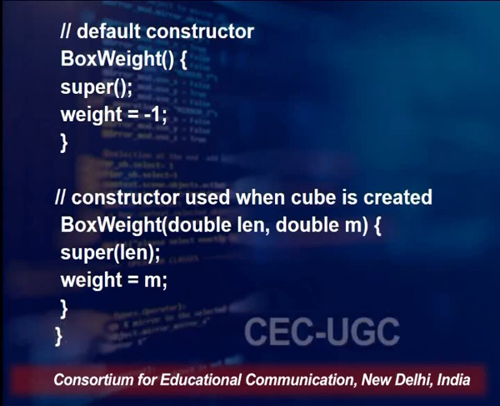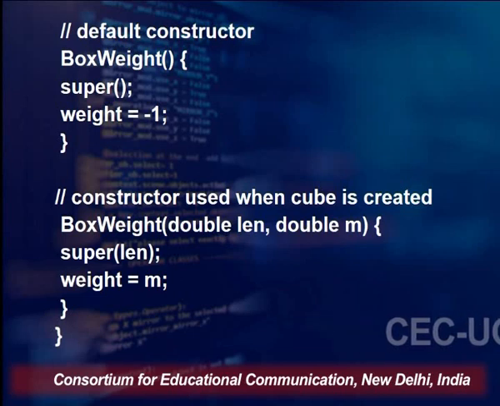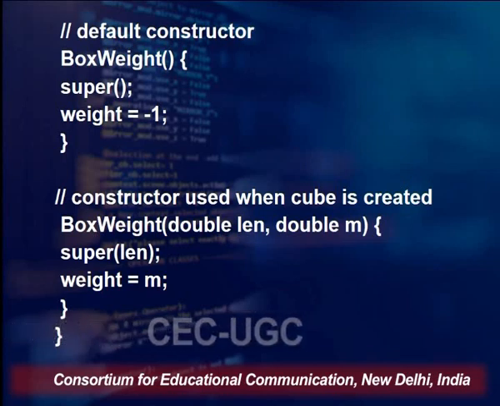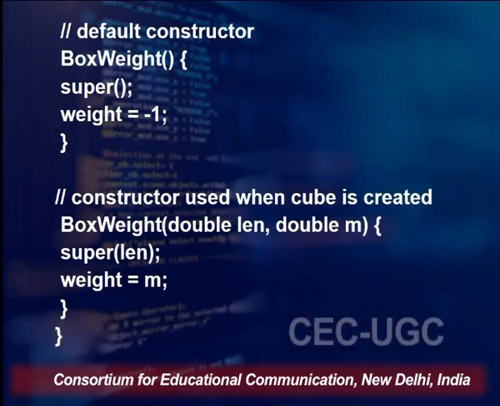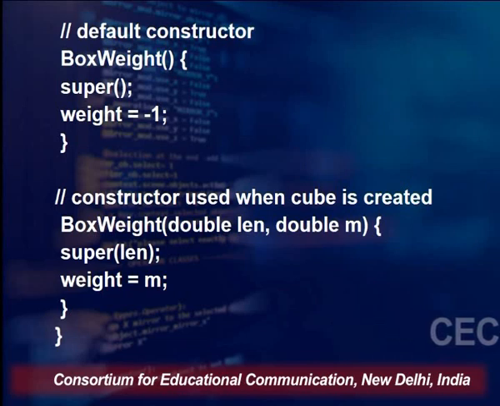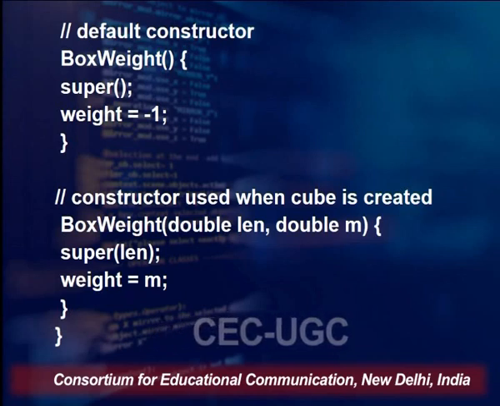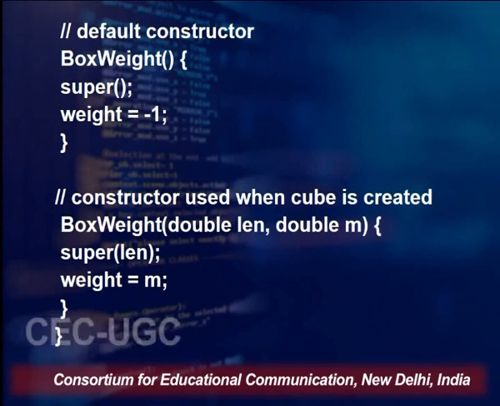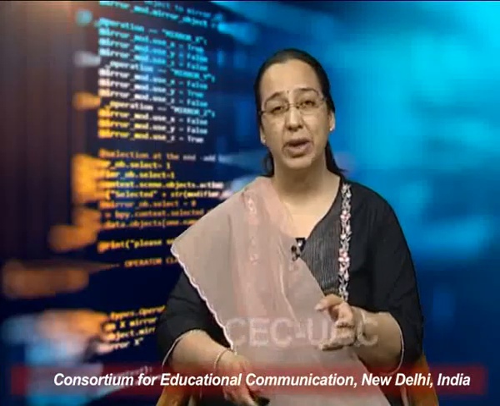Then the constructor in which the cube is created has only one variable to specify W, H and D, that is the length, passed inside the keyword super, which in turn calls the super class constructor, and one variable M in which the value of weight is being taken, and this is going to be assigned to the weight variable.